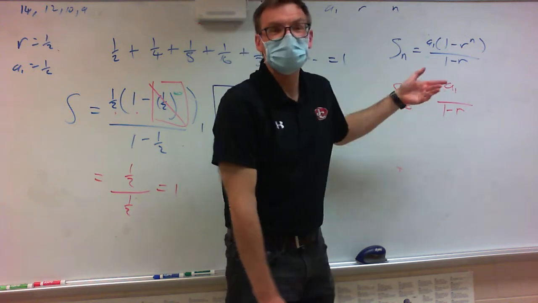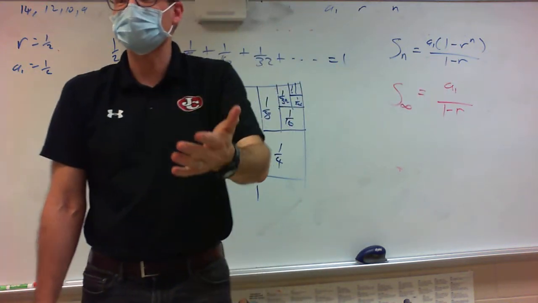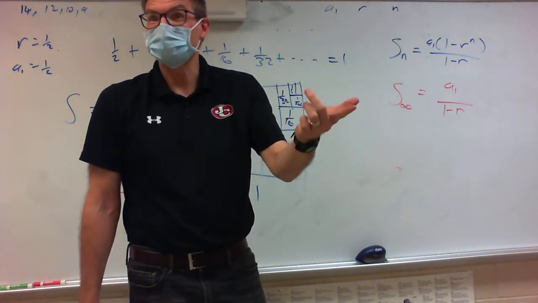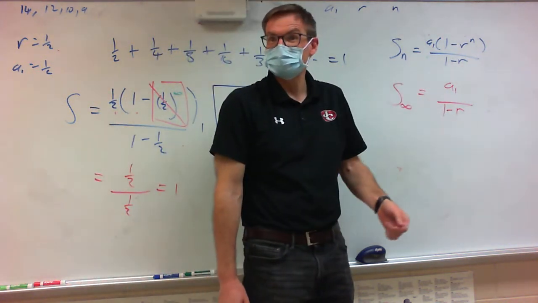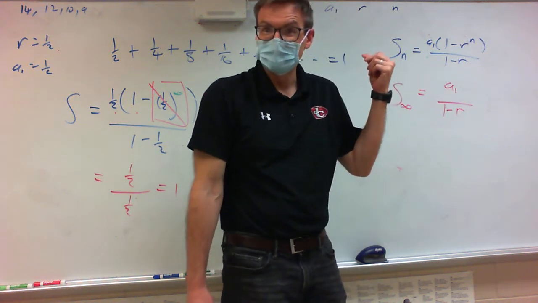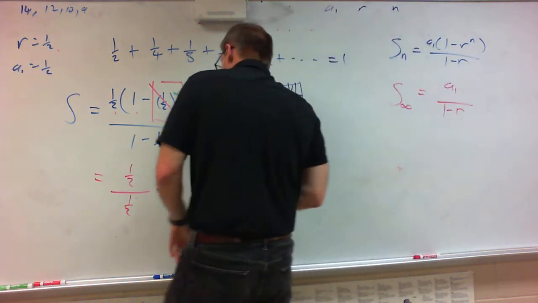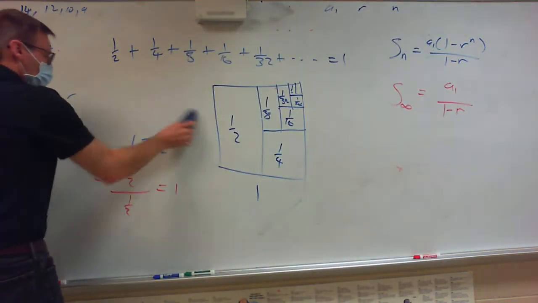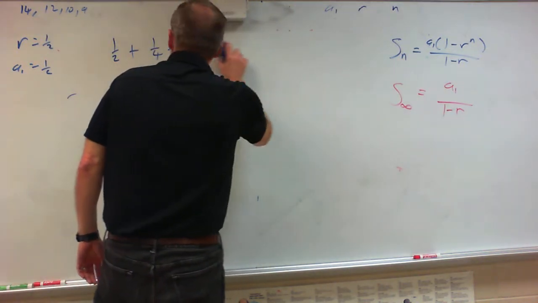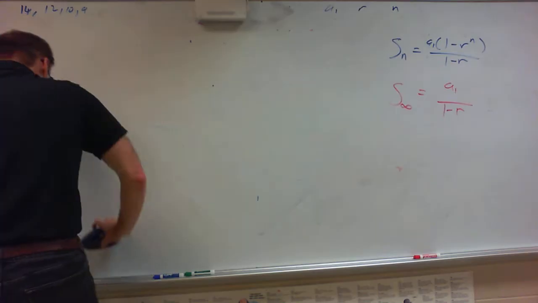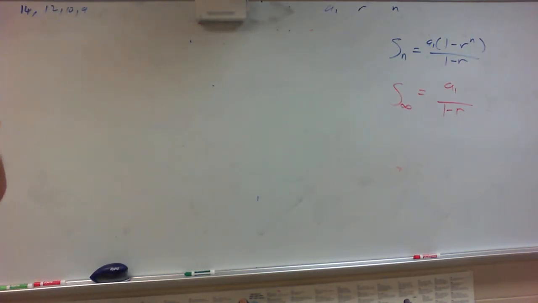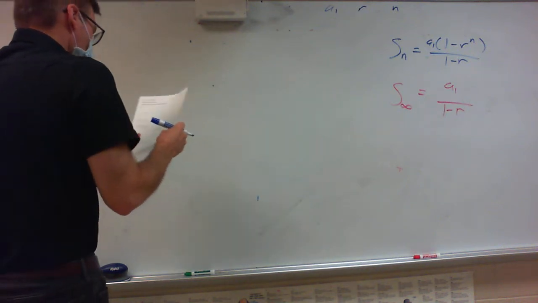So what information do you need to sum up an infinite geometric series? How many pieces of information do you need? 2, right? You just need the first term and the common ratio. Does that make sense? So, for example, let's see.